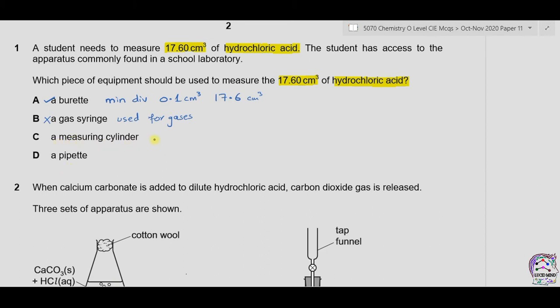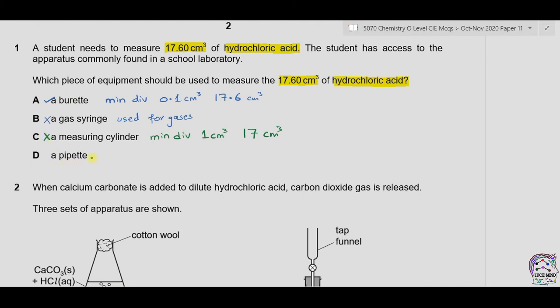C is a measuring cylinder. The minimum divisions in measuring cylinder is equal to 1 cm3. So this is the accuracy with which we can measure the volume. So the student will be able to measure 17 cm3 accurately. So therefore we can see that measuring cylinder is less accurate as compared to burette. So C is also incorrect.